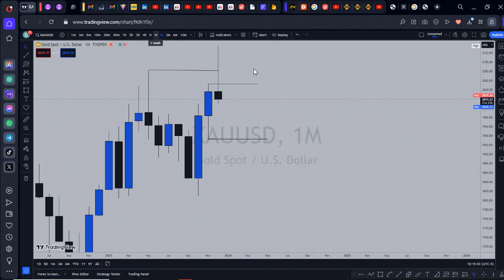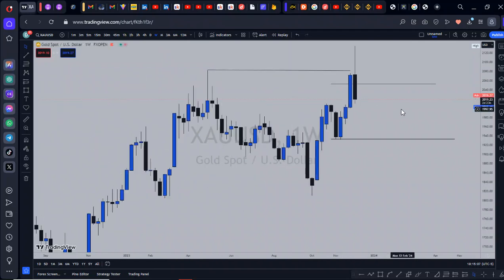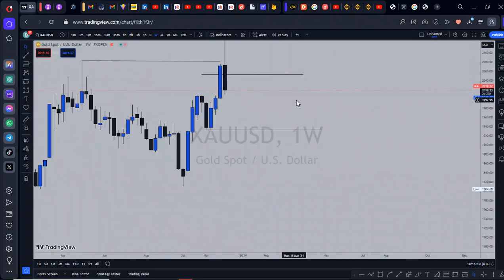And now I can quickly run down to the weekly time frame to look for some certain range highs and lows. So okay, so the previous month high, I'll put it right here.